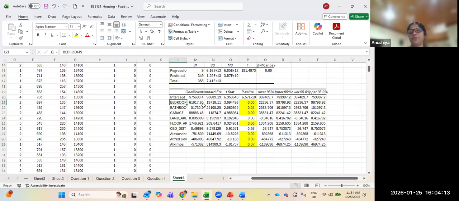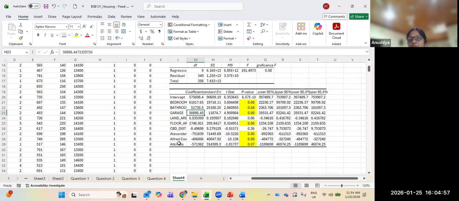So how are we going to interpret the coefficient? Say for example, bedroom. The interpretation of the coefficient is: if the bedroom size increased by 1 unit, the house price would increase by this amount, $61,017. Say for example, garage: if the garage size increased by 1 unit, then the house price would increase by this amount. Since it is a continuous variable, we can say that for a 1 unit increase in X, the change in Y is the interpretation of the coefficient.